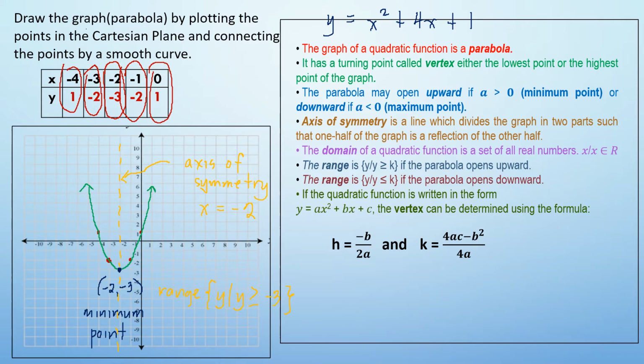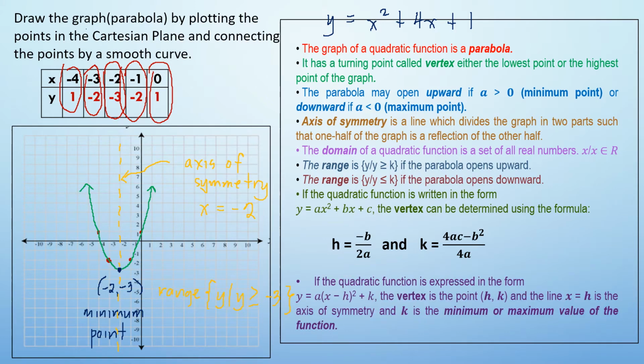If the quadratic function is written in the form y is equal to ax squared plus bx plus c, the vertex can be determined using the formula h is equal to -b over 2a and k is equal to 4ac minus b squared all over 4a. But if the quadratic function is expressed in the form y is equal to a times quantity x minus h squared plus k, the vertex is the point (h, k). And the line x is equal to h is the axis of symmetry, and k is the minimum or maximum value of the given function.